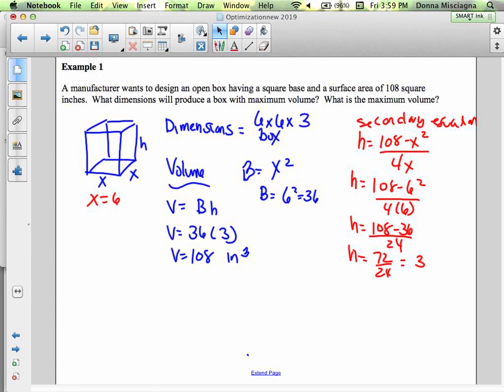It's the area of the base times the height. The area of the base, it's a square, would be 6 squared, 36. And so your volume is 108 inches cubed.